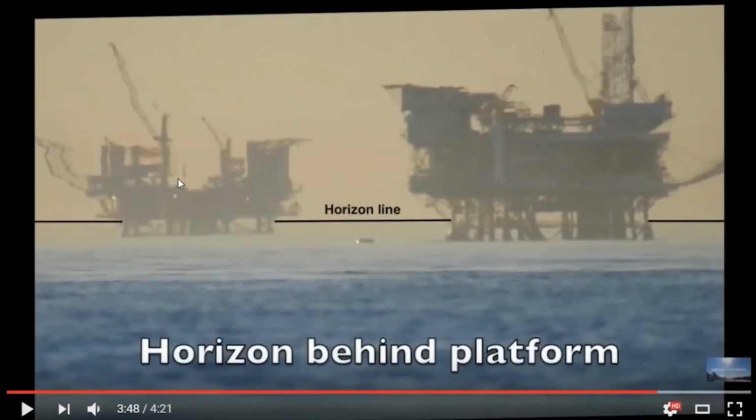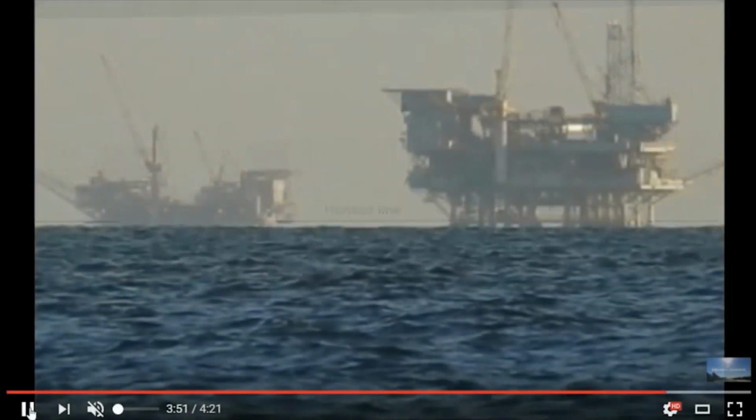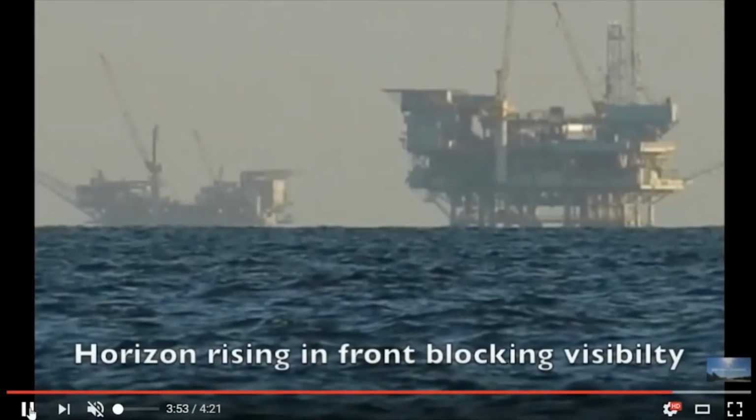I brought up this video before showing how objects in the foreground were indicating concavity, and how the horizon in the background is actually rising above these oil rigs that are closer to us. This one's at 9 miles, that one's at 4 miles, I believe. However, he also filmed it where there's no refraction happening. I'll play that right now. See, this is a different day where you don't see that happening. You don't see the extension.